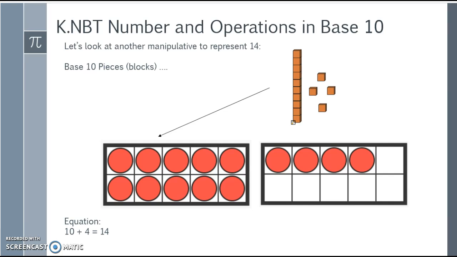Another way to look at it is our base 10 pieces or our block pieces. If I were to stack 10 units on top of each other and snap them together, that would be one group of 10 to represent 10 in our 10 frame. And then further the equation, adding 4 single units represents 4 pieces in our 10 frame. So the equation stays the same.